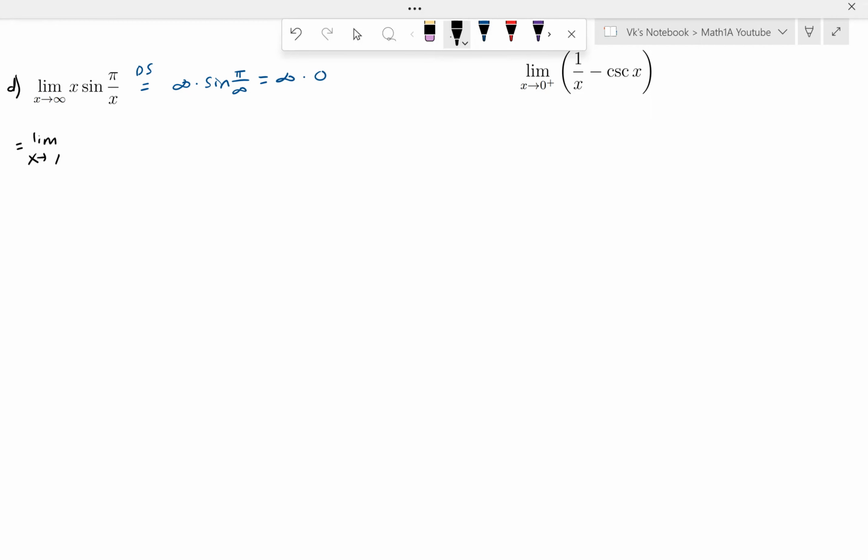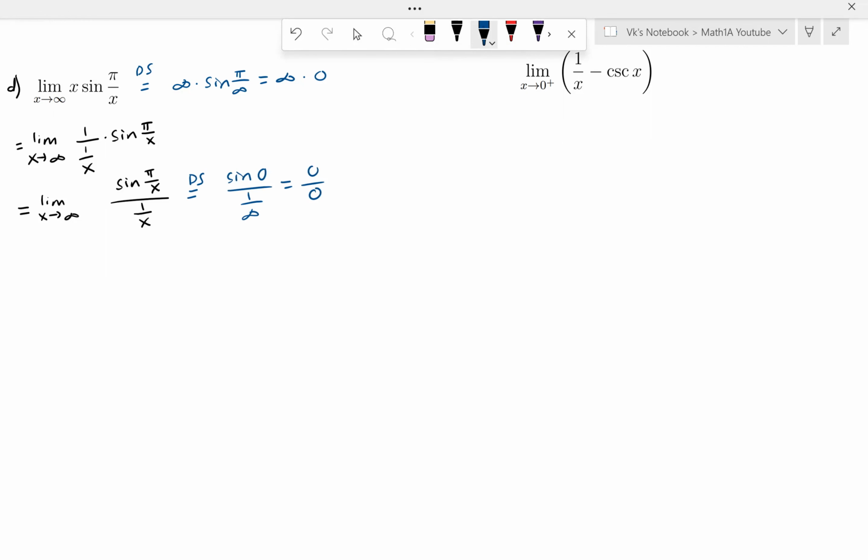Limit as x goes to infinity. X is the same as 1 over x times sine of pi over x. So now we have the limit as x goes to infinity of sine of pi over x over 1 over x. Let's do a direct sub here and see what we have. Sine of 0 over 1 over infinity. So that's 0 over 0.